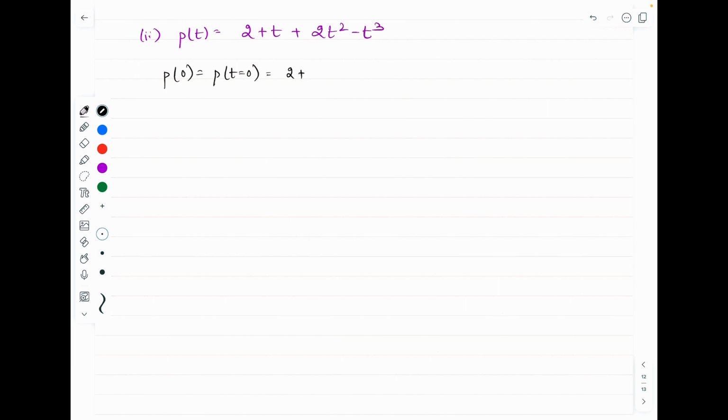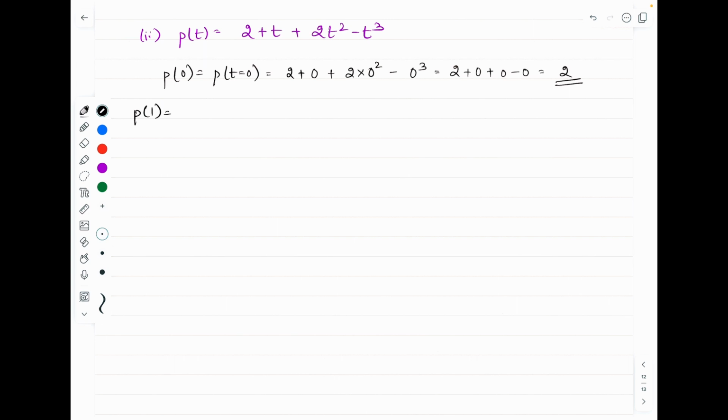So 2 plus, it is written t. So instead of t I am putting 0 plus 2t square it is written, means 2 into t square means 0 square minus t cube. T cube is 0 cube. Understood? So 2 plus 0 plus 2 into 0 square is 0 minus 0 cube is 0. So the answer is 2. P of 0 is only 2 plus 0 minus 0 is 2.